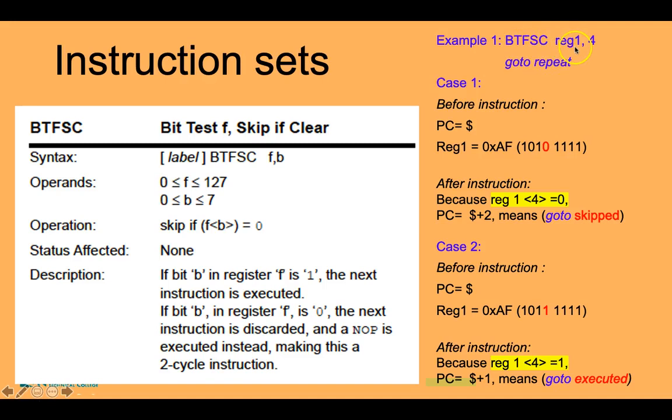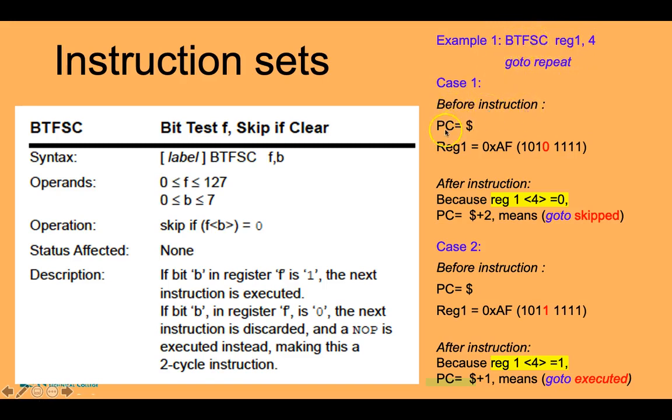BTFSC REG1, 4. This is the instruction we have used, and REG1 is our file register and this 4 is the bit. So it's going to test bit 4 in file register 1. And then the next step is to go to repeat this process. So this is a 2-line code, and let's see what will happen if you execute it.